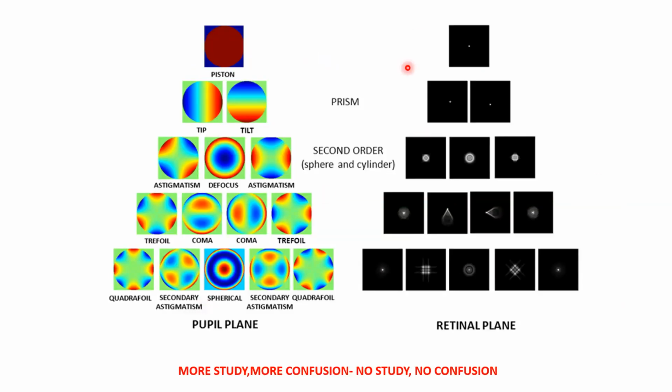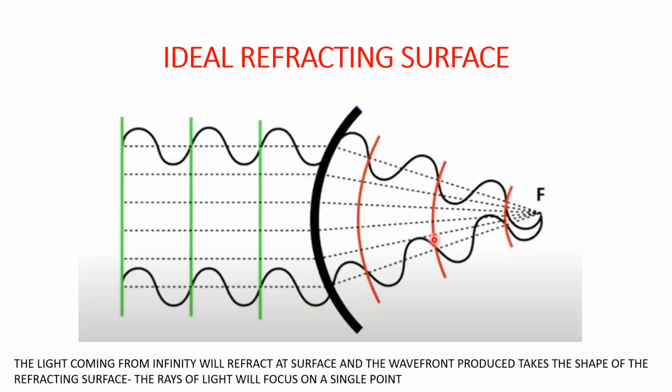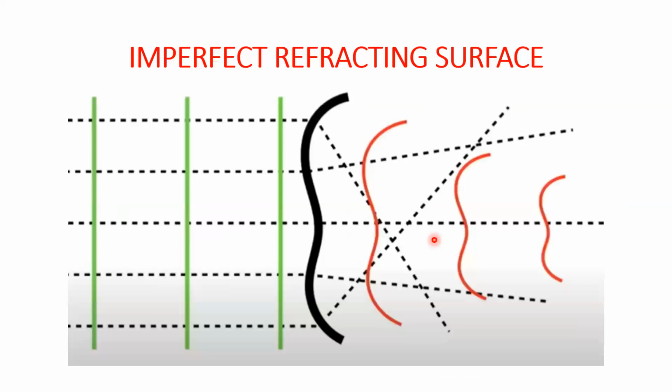So once we look at the aberrations, the image on the left shows aberrations as they are quantified on the pupillary plane and on the retinal plane on the right side, which is basically a function of the point spread function. In aberrations, usually the more we study aberrations, the more confused we get. So most of the times PGs don't study it at all to avoid any confusion. So in an ideal refracting surface, the light coming from infinity will refract at the surface, and the wavefront produced takes the shape of the refracting surface, and all the rays of light will focus on a single point. In an imperfect refracting surface, this does not happen.